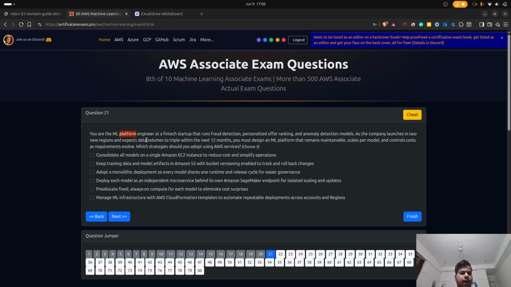So you are the ML platform engineer at a fintech startup that runs fraud detection, personalized offer ranking, and anomaly detection models. As the company launches into a new region and expects data volume to triple within the next 12 months, you must design an ML platform that remains maintainable, scales per model, and controls cost as requirements evolve.